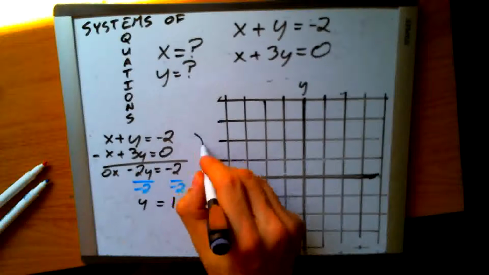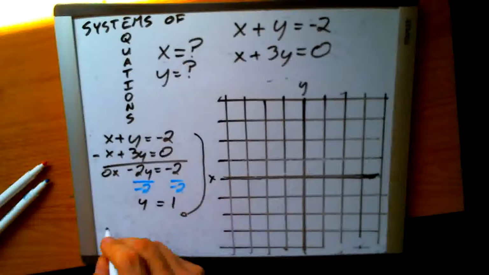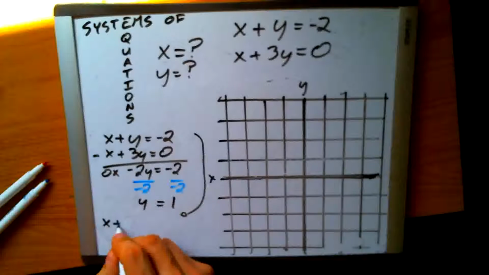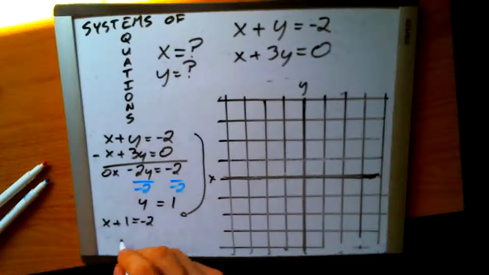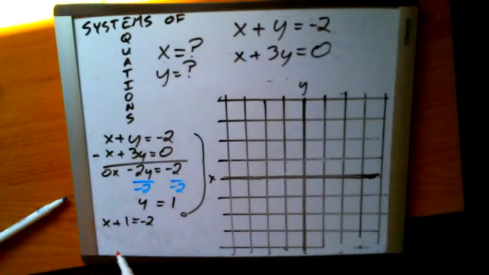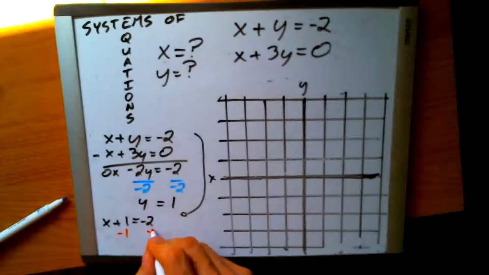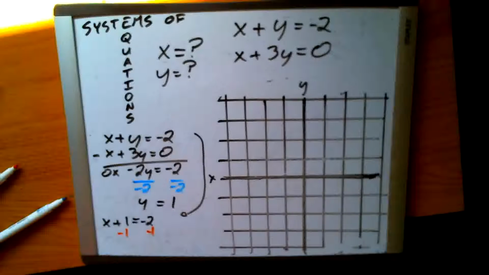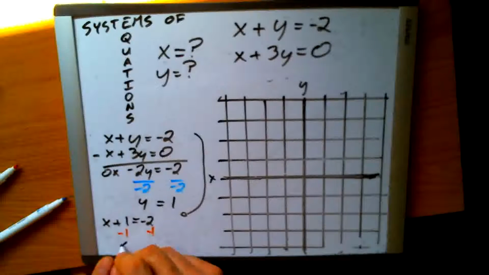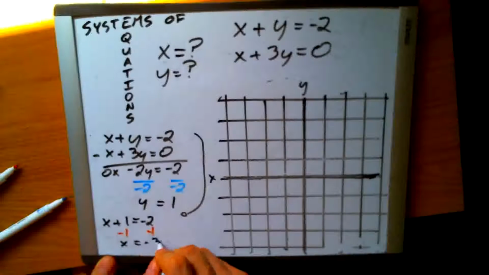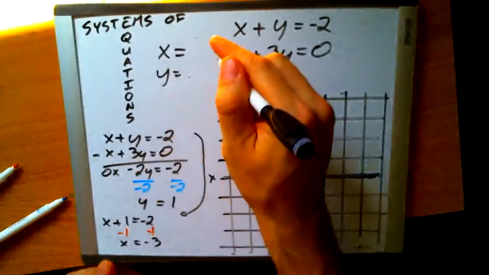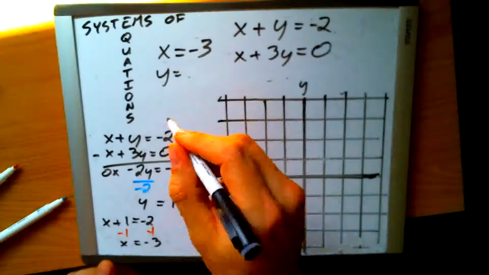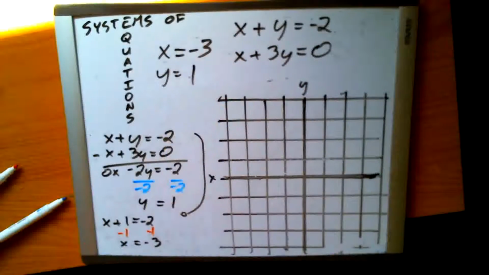Now that we have y equals 1, let's take that first equation, x plus y equals -2, and let's replace the y with 1. So x plus 1 equals -2. And let's subtract 1 from both sides. So x equals -3. So we should have x equals -3 and y equals 1.